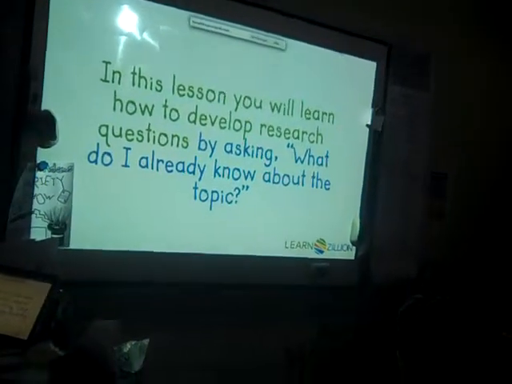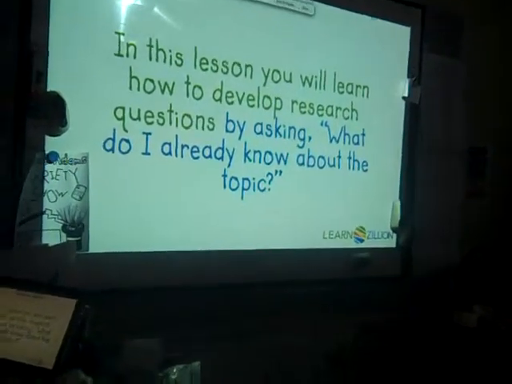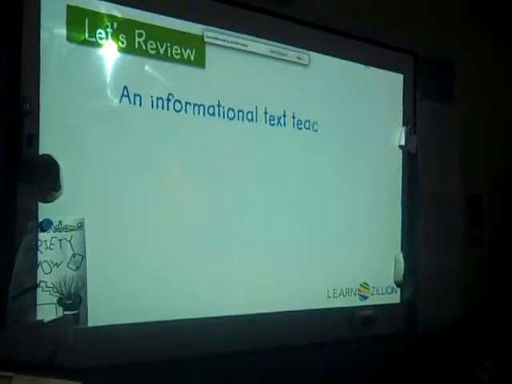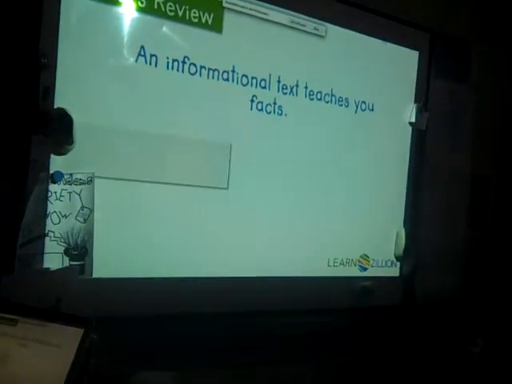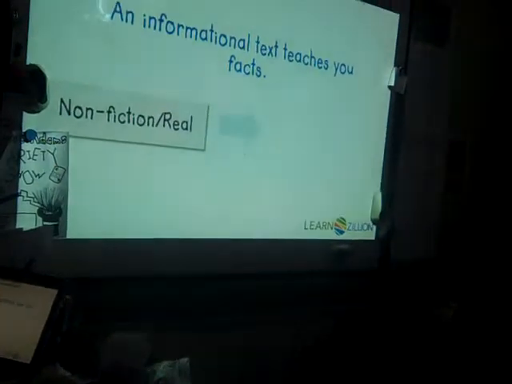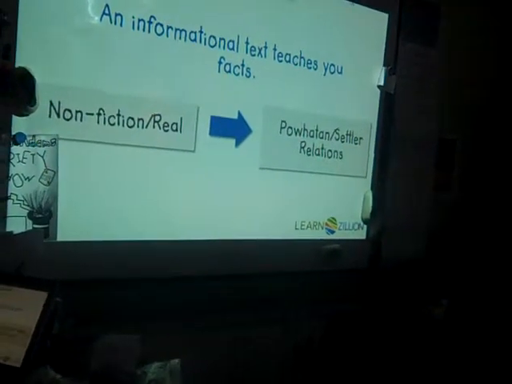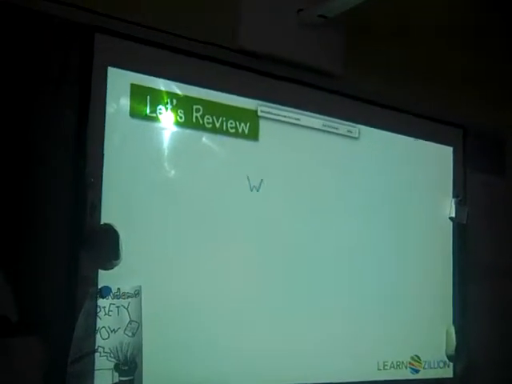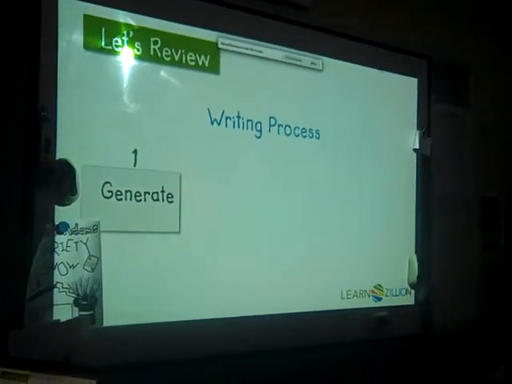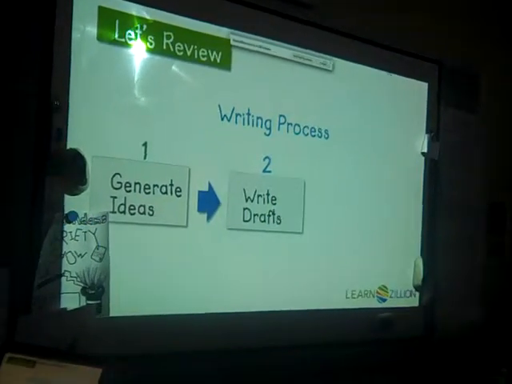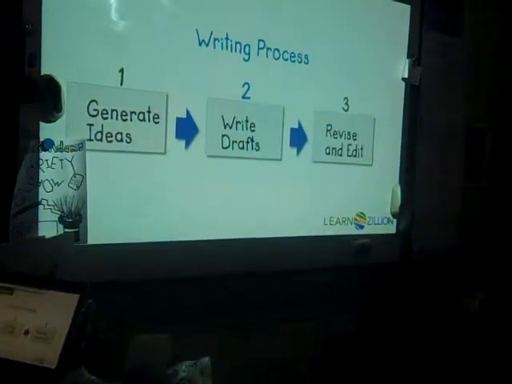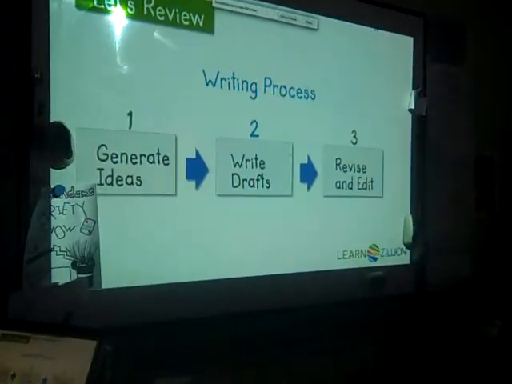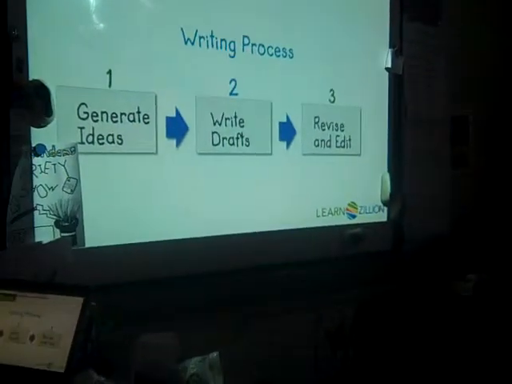How do you start research for writing an informational text? In this lesson, you will learn how to develop research questions by asking, what do I already know about the topic? Let's review. An informational text teaches you facts. So we have our nonfiction or real topic that we decided was Powhatan-settler relations. We also want to make sure we review the writing process. There are three steps: generate ideas, write drafts, and revise and edit. We're in the first stage, generate ideas, because we are thinking about what we know and what we don't know about our topic.